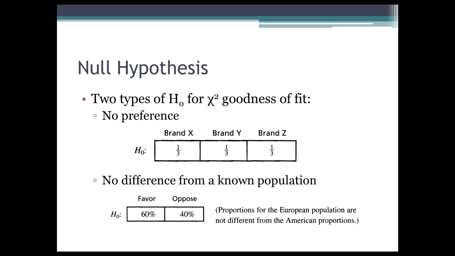And then there's also the no difference from a known population hypothesis as the null. So the H sub O in this case would be that 60% favor and 40% oppose. And this is based upon previous population data. So like proportions for the European population are not different from the American proportions. So basically your past literature would guide you on whether it would be a no preference null hypothesis or no difference from a known population.